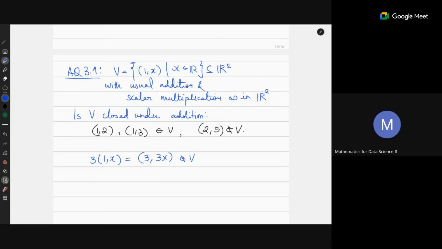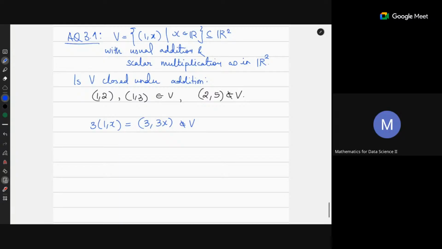All right. Now the second option says that V has no zero element with respect to addition. That is, there is no element 0 such that V plus 0 is equal to V. Is there any zero element in this V? If you add that vector to any vector in V, you will get that same vector.